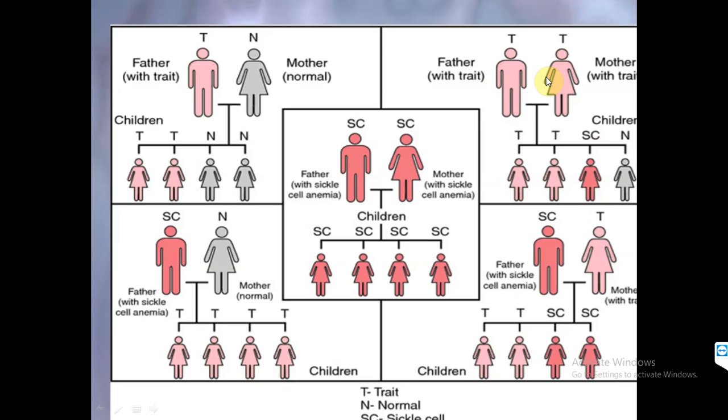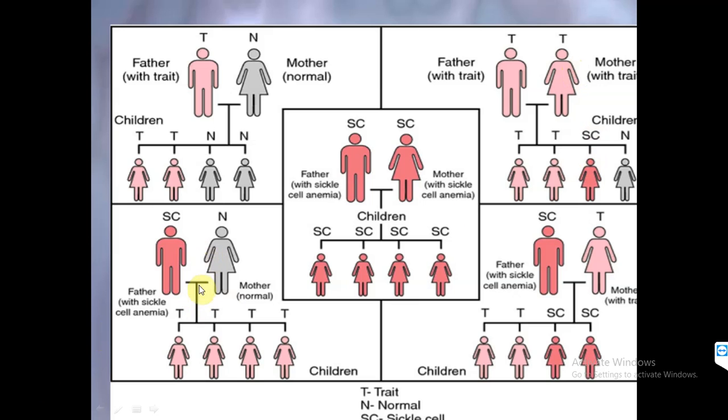So a point will come when both of these genes recombine, and they will merge up and form a diseased offspring, that is SC, that is both are homozygous for disease. So that's why in the trait, when both mother and father are showing trait but not having disease, still one offspring will be having a disease, that is the sickle cell anemia.